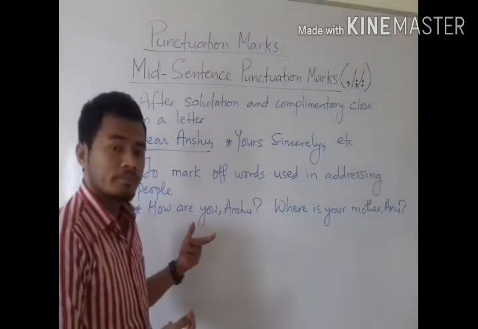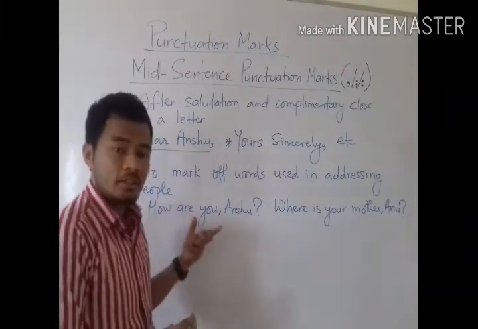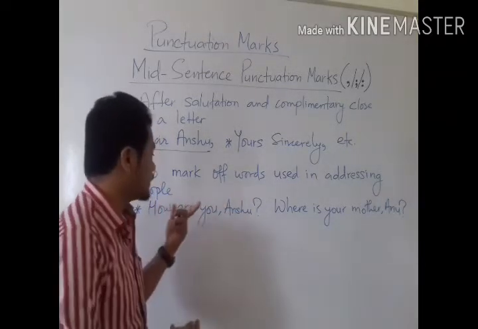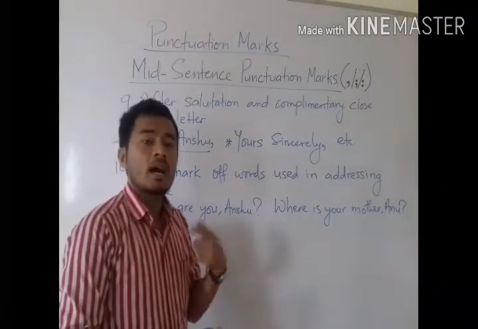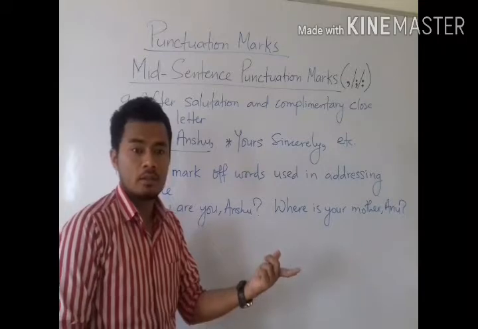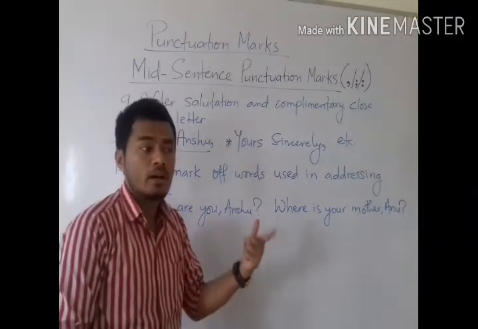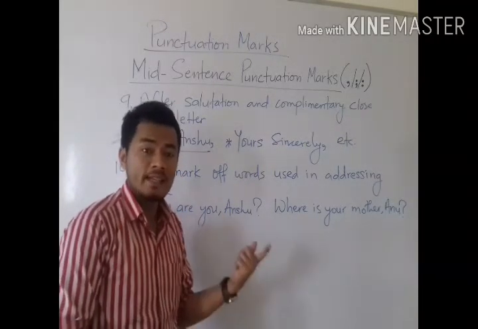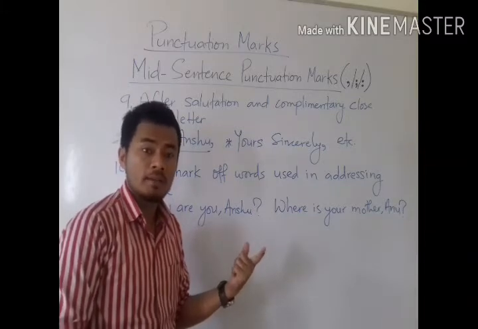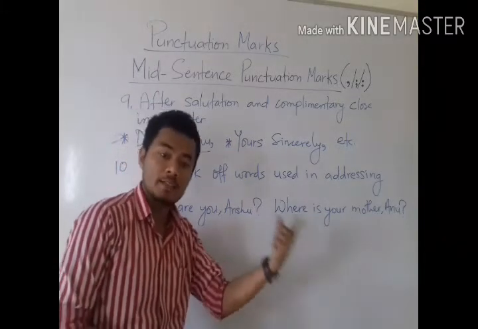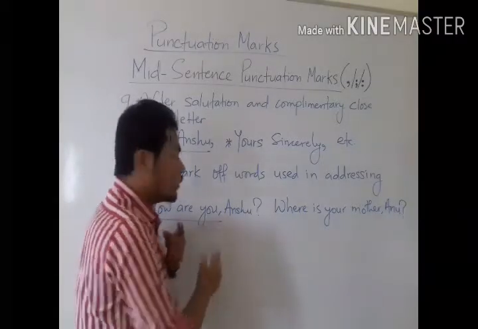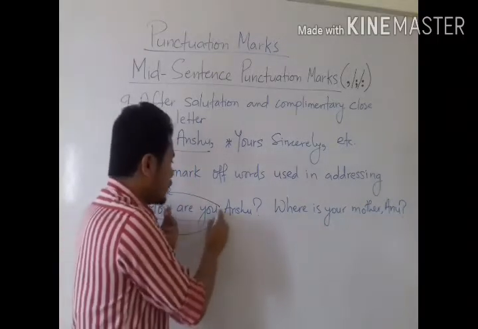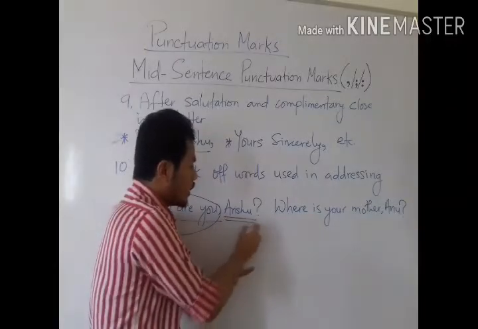Now, another condition or the last condition to use comma in sentences is to mark off words used in addressing people. Whenever we ask a question while addressing people, or the person in front of you, in that case also, we use comma after the question and before the name of that person. Like, how are you? So if you are speaking to Anshu, actually your question is how are you? But you are addressing this question to Anshu.